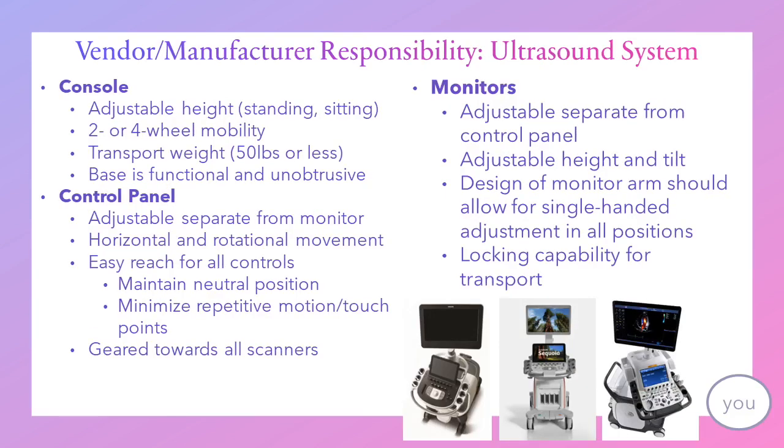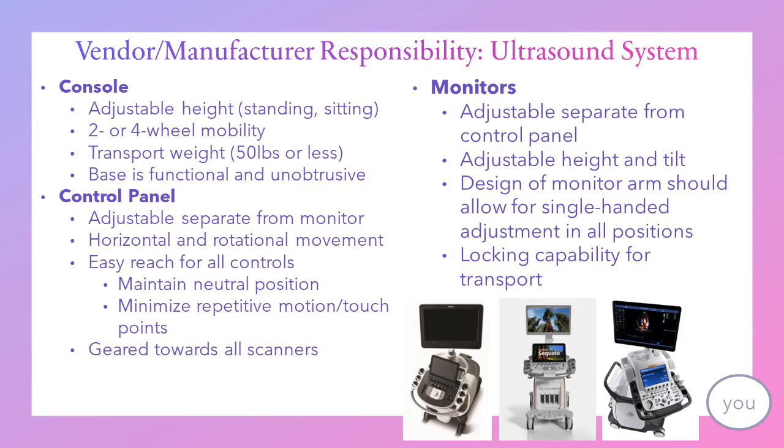So moving on to our vendor and manufacturer responsibility, moving into the ultrasound system. The console should be adjustable in height, so it should be adjustable for everyone from both a standing and a sitting position. It should have 2 or 4 wheel mobility. The transport weight should be 50 pounds or less. And then the base should be functional and unobstructive.